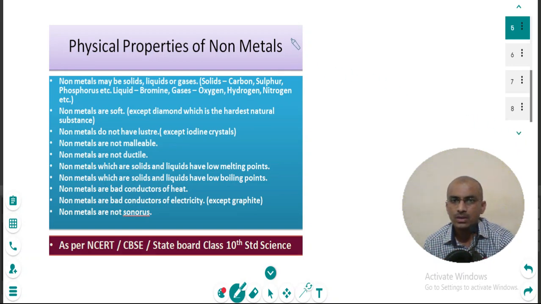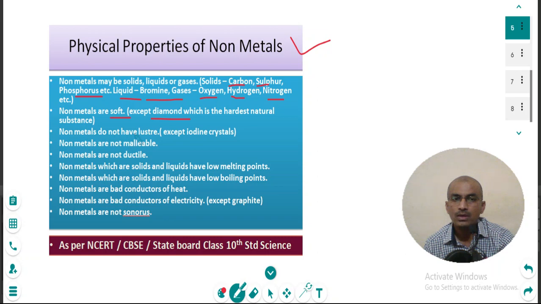Now coming to non-metals. Non-metals may be solid, liquid, or gases. For example, solids include carbon, sulfur, phosphorus; in liquid form, bromine; in gaseous form, oxygen, hydrogen, nitrogen, etc. Non-metals are usually soft except diamond. Again, exceptions are given in the bracket. You can note these points. Diamond is very hard, the hardest natural substance, and it is a non-metal.